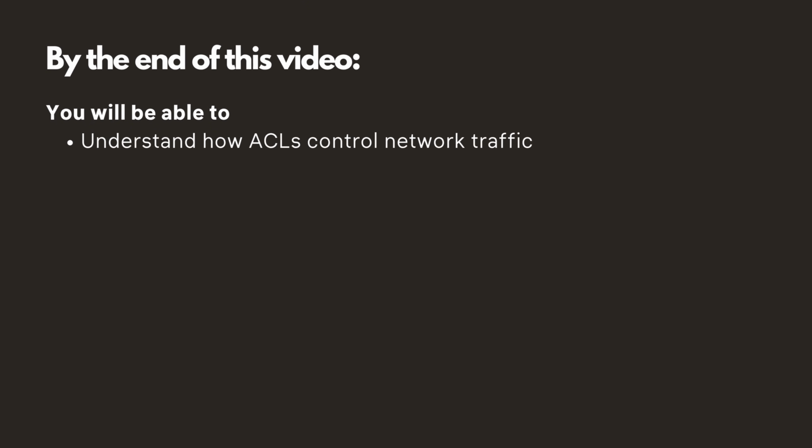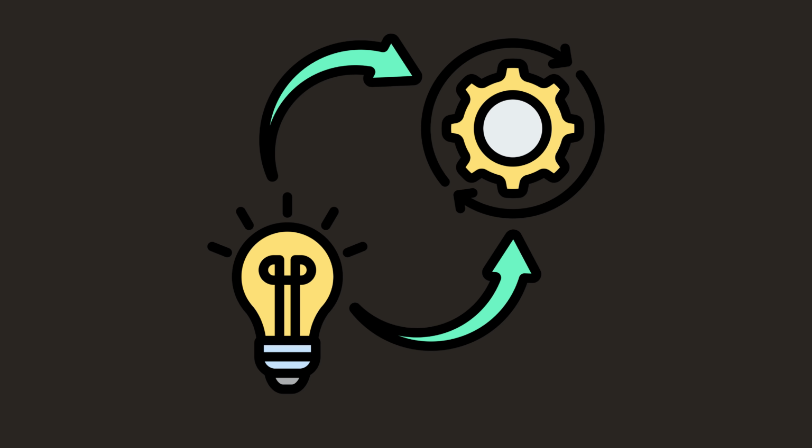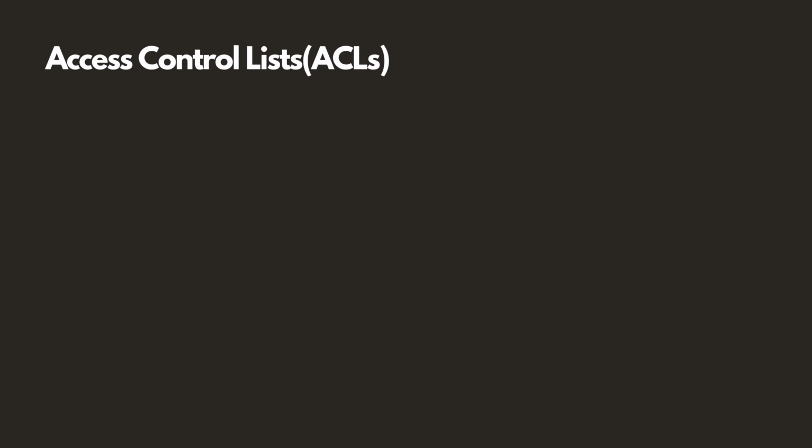By the end of this video, you will be able to understand how ACLs control network traffic, explain the difference between NAT and PAT, differentiate between site-to-site and SSL VPNs. And that's not all. We'll break down each concept with real-world examples, so stay tuned till the end of this video. Let's start with ACLs, or Access Control Lists.